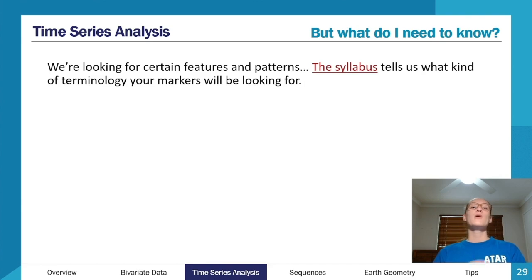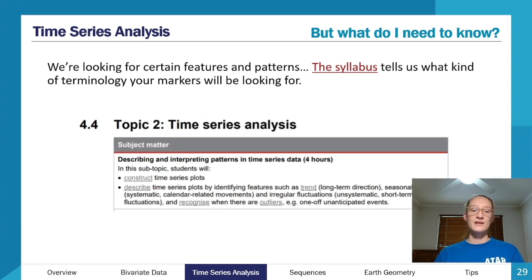So again, we're looking for certain features. To make that connection again, in scatter plots, we were looking for, do you remember the 3 categories? It was the direction, strength, and form. When we're discussing time series plots, we're looking for different features. And the syllabus, which again I've linked here, tells us what features we're looking for.